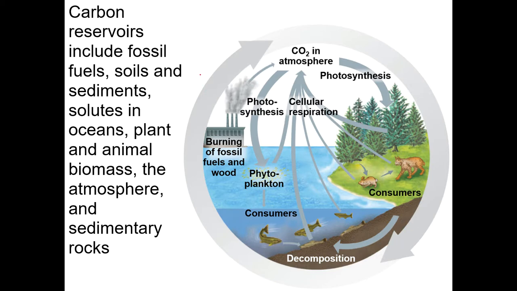So reservoirs for carbon can include fossil fuels, any carbon that's in the soil. So soil is made out of sand with dead organic stuff in it, and the organic stuff has carbon in it. There can be carbon dioxide in the oceans. It combines with water and will form carbonic acid. And then in the plants and animals themselves, right? And then in the atmosphere is CO2, and it can also get squished into sedimentary rock.